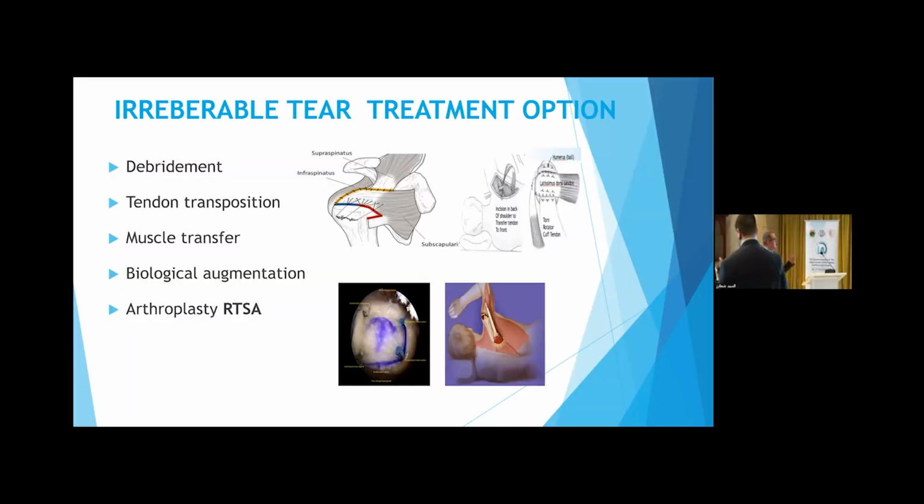So when we face a repairable tear, the treatment options are debridement, tendon transposition, muscle transfer, biological augmentation, or we come to the end with the reverse shoulder arthroplasty. That's not our subject today. So based on the above discussion and the existing evidence, the suture technique and anchor location should be chosen based on the tissue properties, tear pattern and dimension, and surgeon experience and comfort.